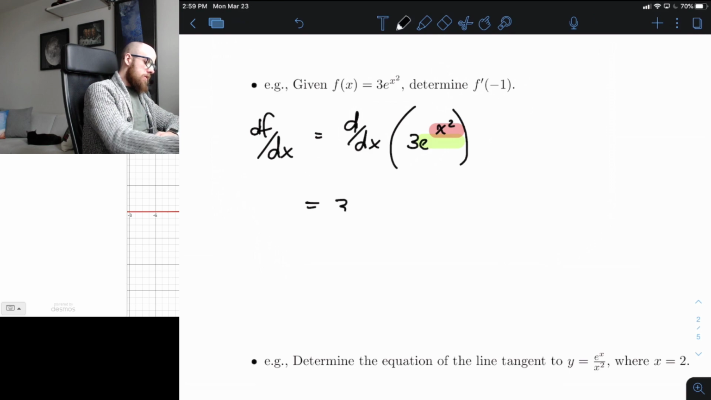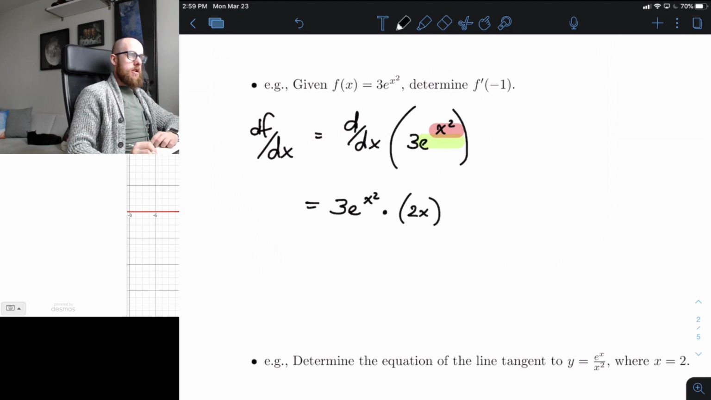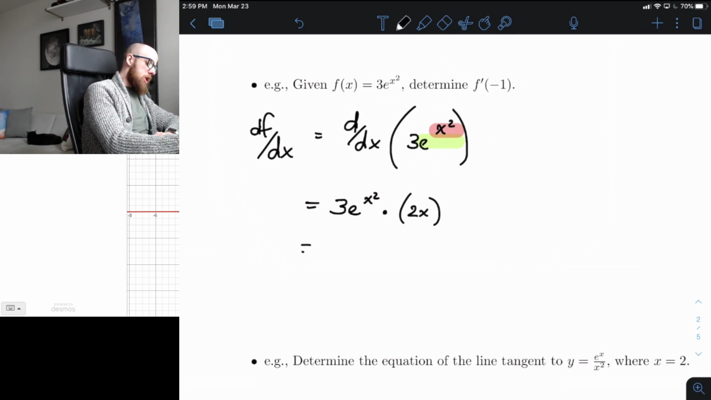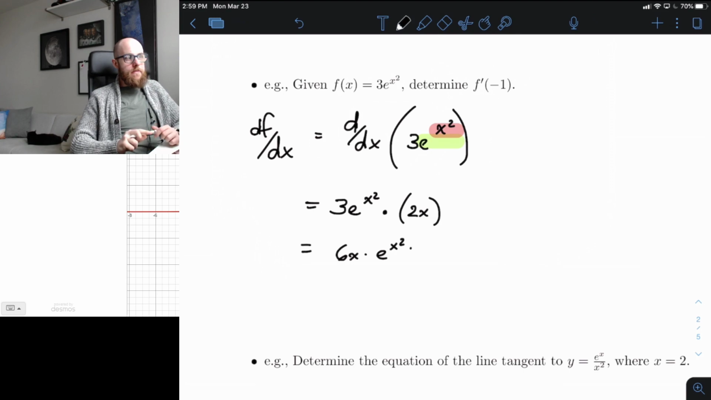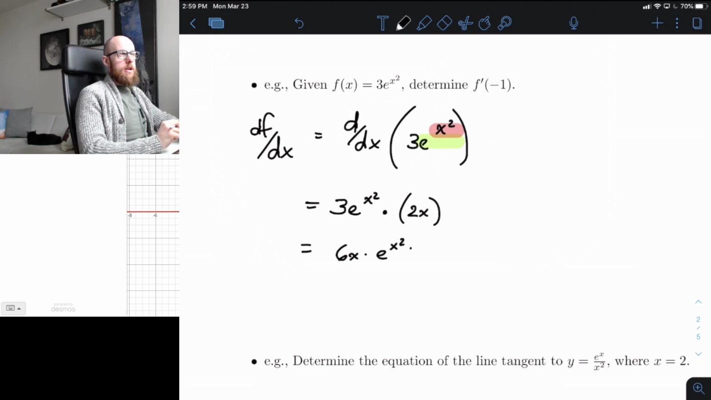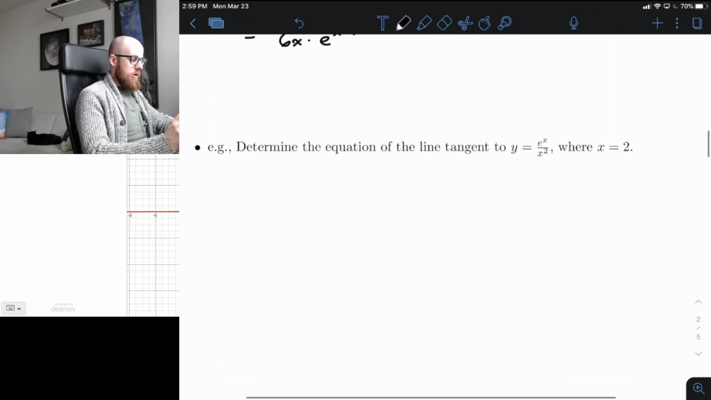So the 3 is just along for the ride, right? That's just out front. The derivative of my outer function, so the derivative of the e to the power function, stays the same, so e to the x squared. But because I'm dealing with chain rule, I have to remember to multiply by the derivative of the inside function. Okay? So the derivative of x squared gives me 2x. Right? And now I can do some quick simplification. So I will get 6x times e to the x squared. All right? So just a quick warm-up. Again, I think we did a couple like that on the Friday right before. I don't think we did this one, though.